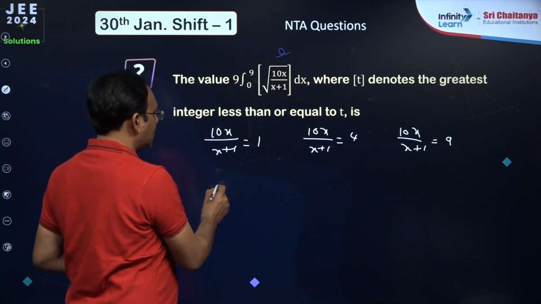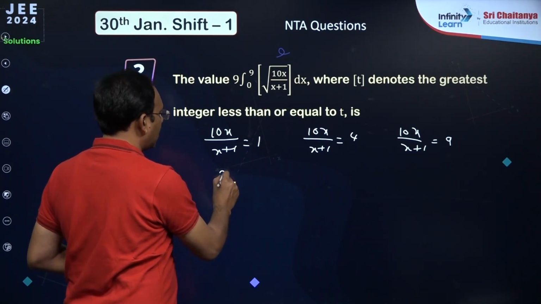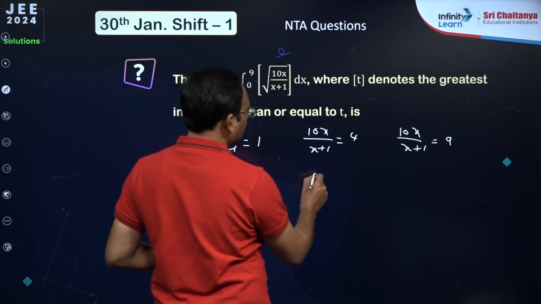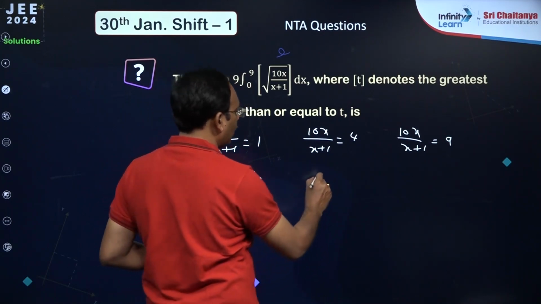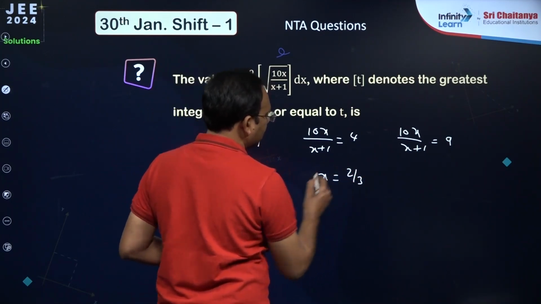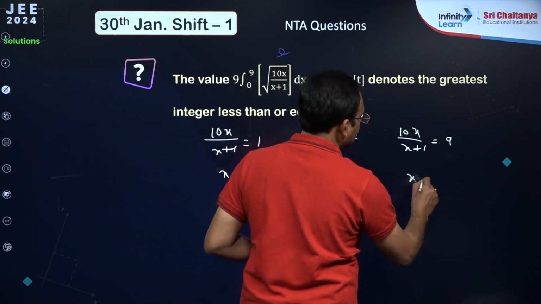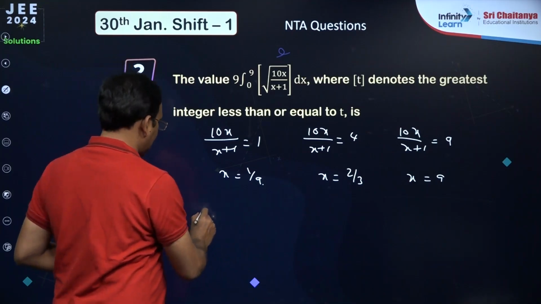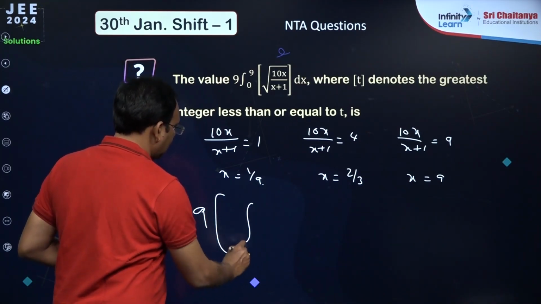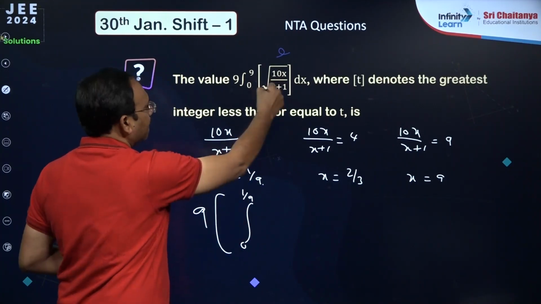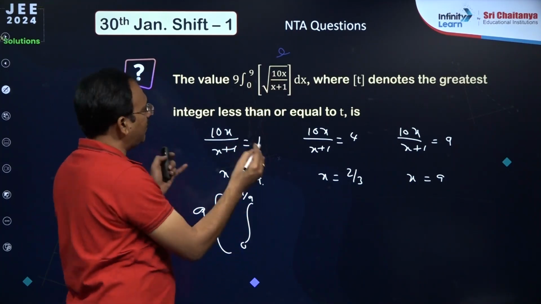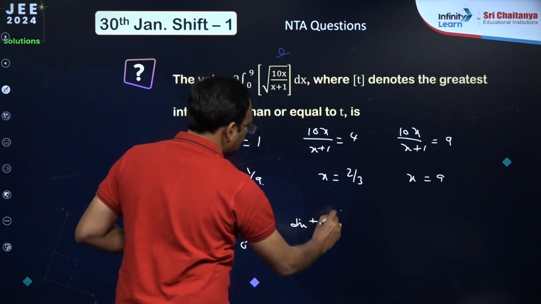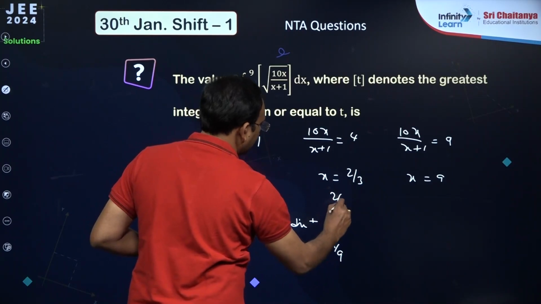From this, my dear friends, this is 9x is equal to 1, x is 1 by 9. Then 6x is equal to 4, x is equal to 4 by 6, which is 2 by 3. Here x is equal to 9. The integral is also up to 9. So you can write like 9 times integral 0 to 1 by 9. This integrand value will be between 0 to 1, so the step becomes 0 dx, plus integral 1 by 9 to 2 by 3.